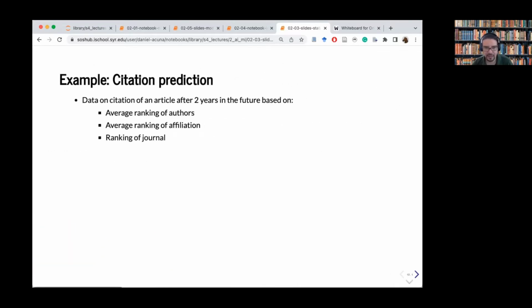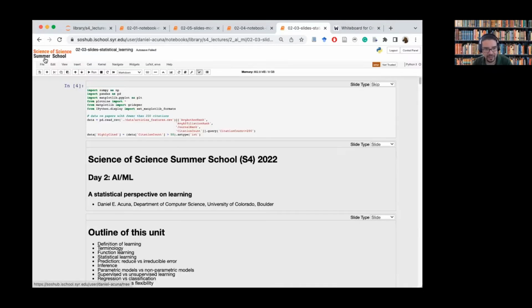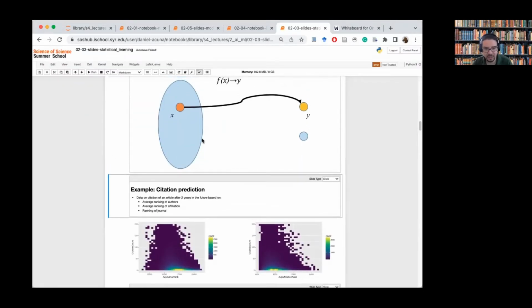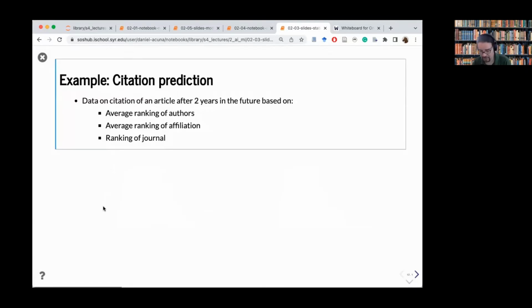So I have a data set here as an example. And again, as I said before, these notebooks are live. This is a presentation, and I loaded the data, and the data should be available. So if you execute this, it should generate what you're seeing. So you can play around with this at your own pace. So here I have an example of citation prediction. I have a data set of the citations of our article after 2 years, and I'm using the average ranking of authors, the average ranking of affiliations, and the ranking of the journals for making this prediction.